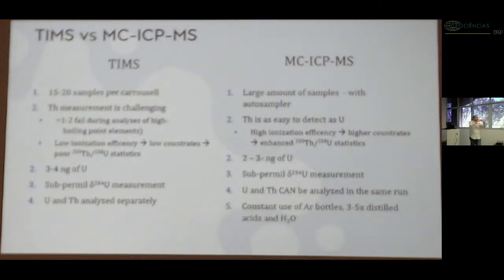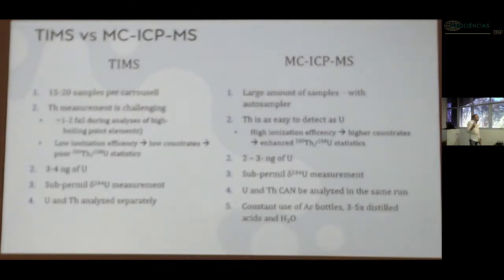So you can run your sample at, let's say, 1200 degrees and analyze for uranium. If uranium and thorium are the same, then you can run it up to 1600 degrees and analyze for thorium, and that works very well.